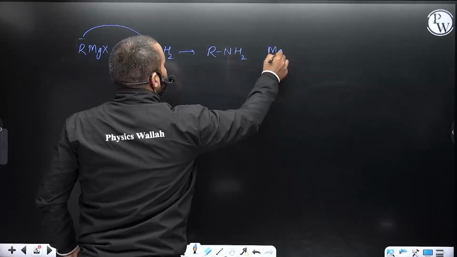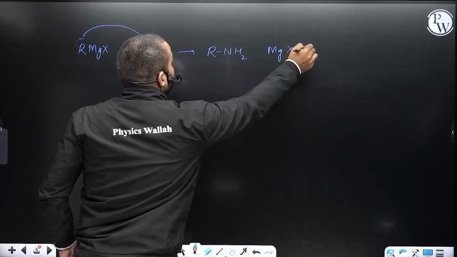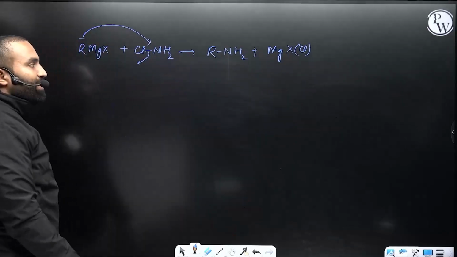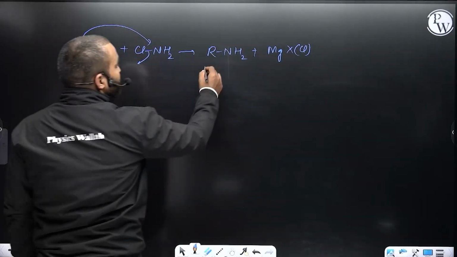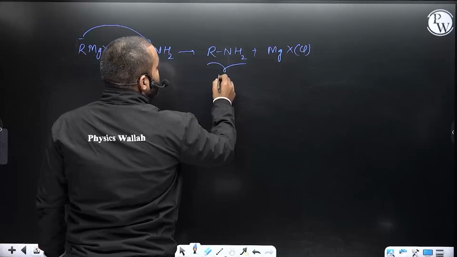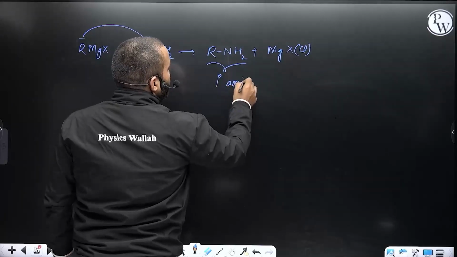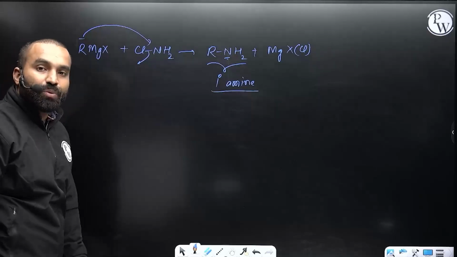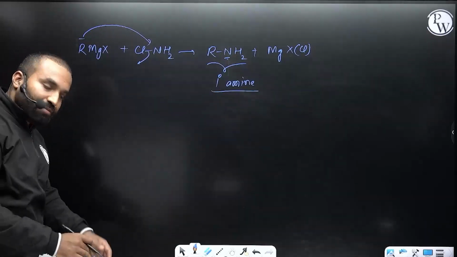And then magnesium will be sitting with the other X, chlorine. This is the magnesium salt produced. What is the nature of this amine? This is a primary amine once again. Sir, why primary? Because the nitrogen has only 1 carbon-based group attached to it. Are you guys following? Shall we proceed?